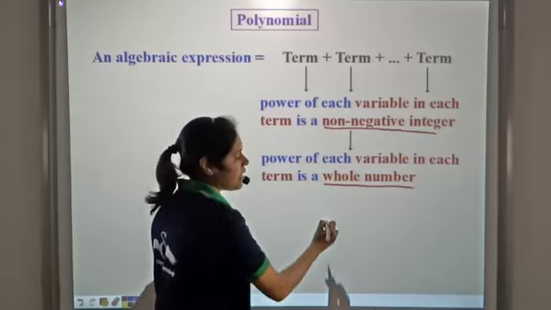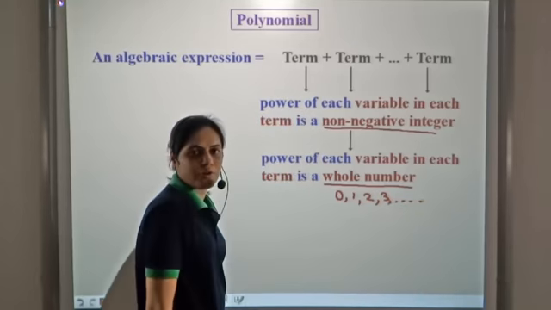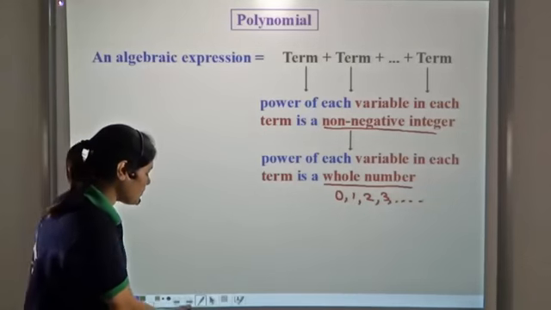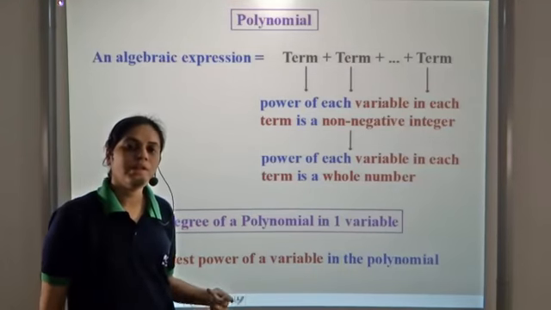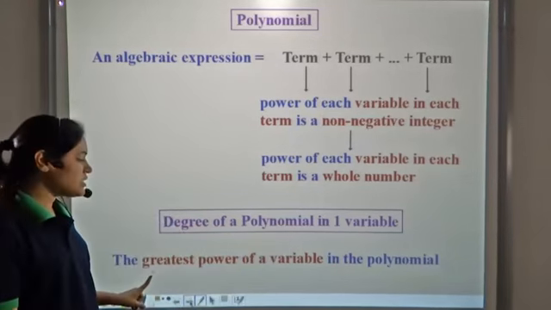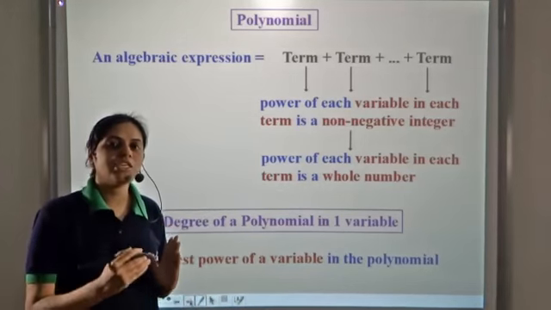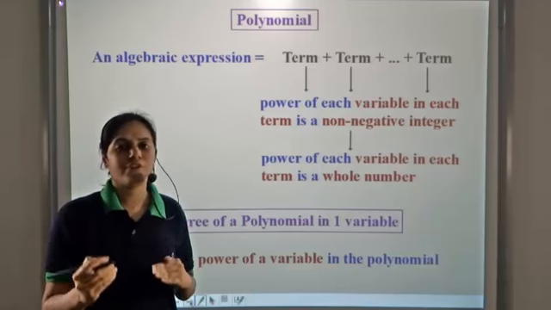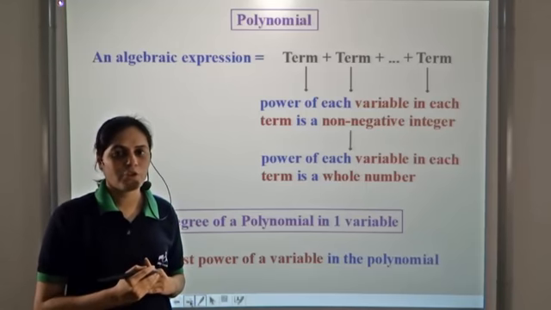Whole numbers are numbers like 0, 1, 2, 3 and so on. All the non-negative integers are whole numbers. And there is something called the degree of a polynomial. When we consider a polynomial which has just one variable, then the degree of that polynomial is the greatest power of a variable in the polynomial. So we consider each term of the polynomial and we see what is the greatest power of a variable in any term of the polynomial and call it the degree of the polynomial.